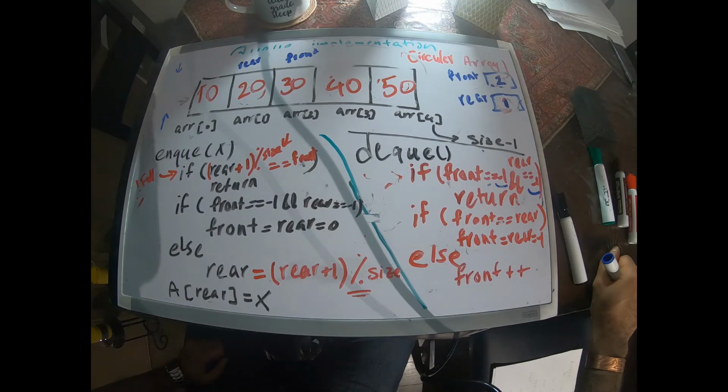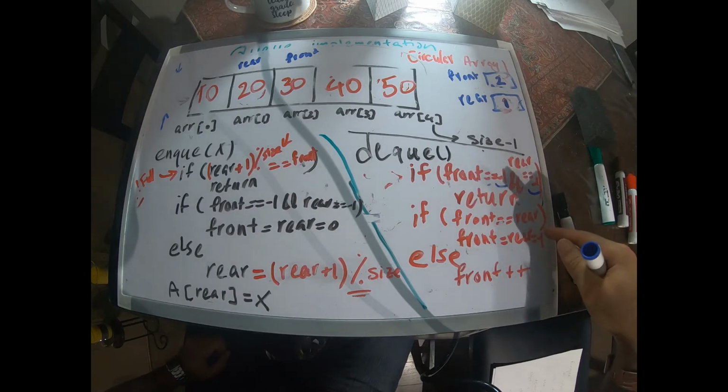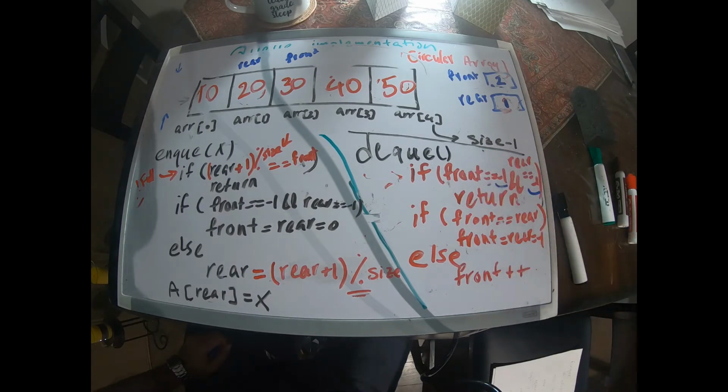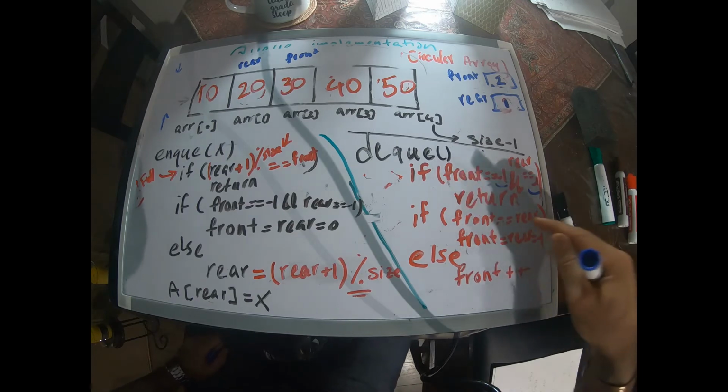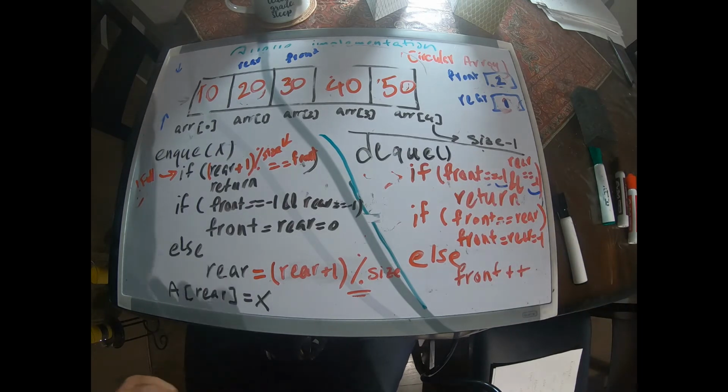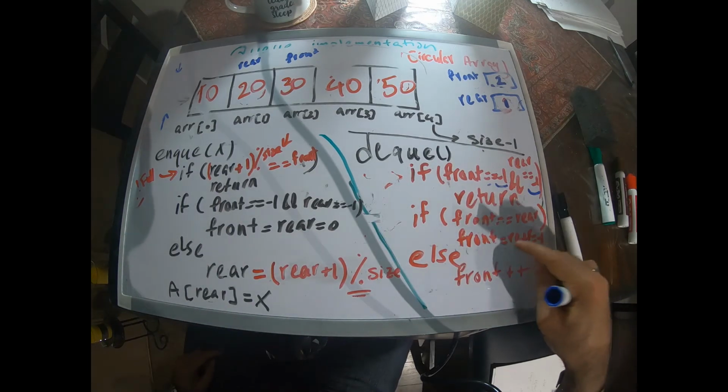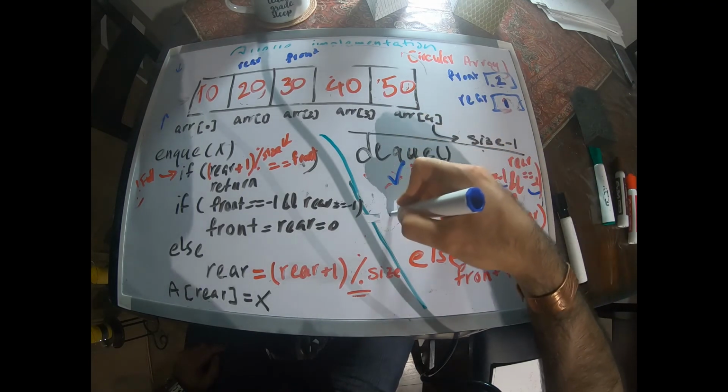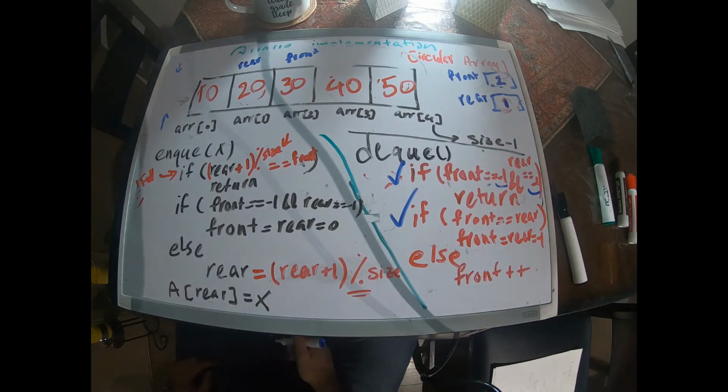Now, the next thing that we checked is if front is equal to rear, right? If front is equal to rear, that means that we only have one data left in the queue, and we are dequeuing the last data, right? So after this dequeue operation, our queue is going to be empty. So what do we have to do? We have to initialize both front and rear to -1. So this was correct. This is also correct. You don't have to change these two conditions.